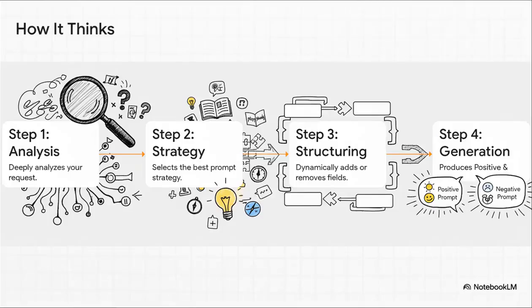And it pulls this off with a pretty slick four-step process. First up, it really analyzes your request. Then it picks the best strategy out of its playbook for that specific task. After that, it dynamically builds the prompt, adding or removing fields that make sense. And finally, and this is so crucial for top-tier results, it generates both a positive prompt telling the AI what you do want and a negative prompt telling it what to avoid. That's how you get rid of all those weird, glitchy results.